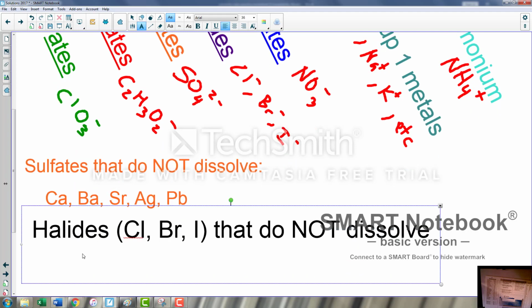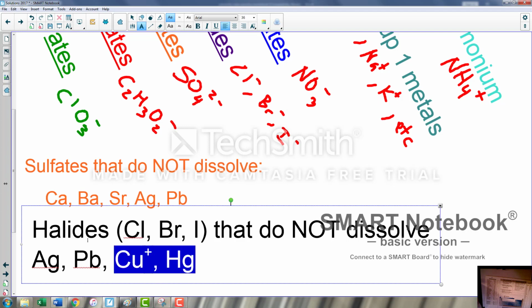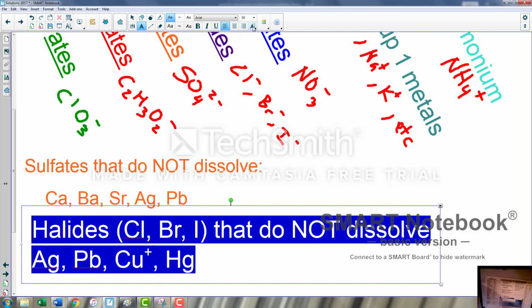I figured this would look a little bit nicer than me trying to draw on it. So the halides that don't dissolve are also some heavy metals. So again, silver and lead. But then we also have copper 1. Copper 1 is an ion that we don't use very much. Normally we're talking about copper 2, but just copper 1. And then mercury, which we don't hardly use at all. So silver and lead are really the only big exceptions that you should know for your halides. All other bromides, iodides, all those dissolve except for those couple exceptions.